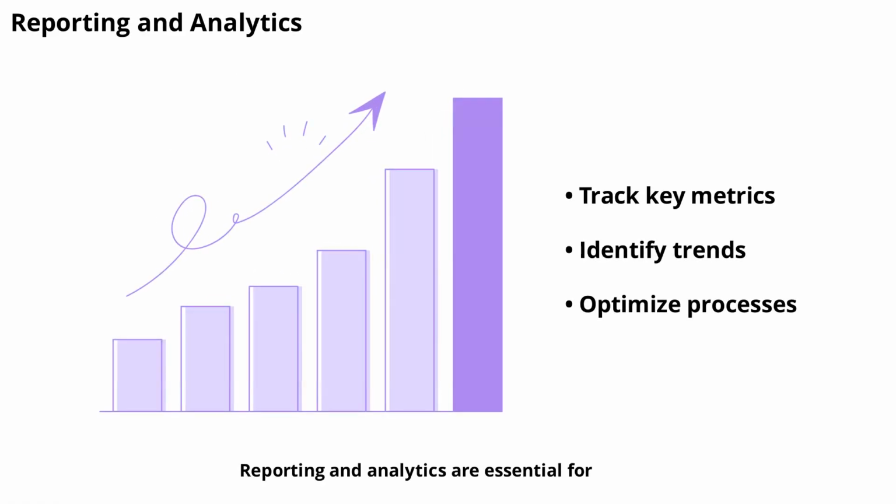Reporting and analytics are essential for measuring the effectiveness of your workflows. Use your automation tool's reporting features to track key metrics, such as approval times, task completion rates, and campaign outcomes. Analyze this data to identify trends, optimize processes, and demonstrate the value of your marketing efforts to stakeholders.